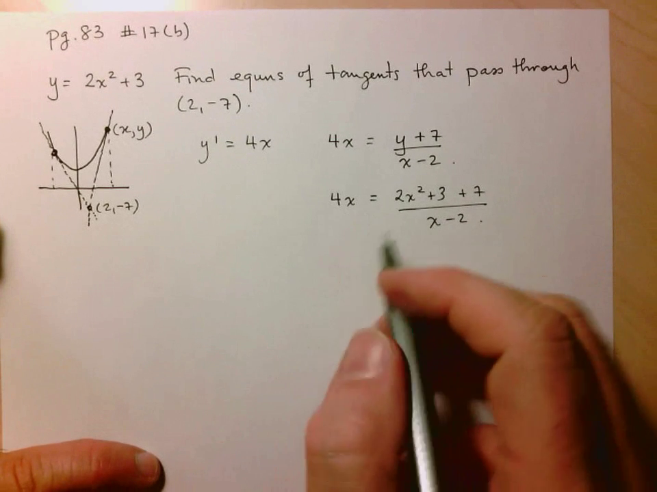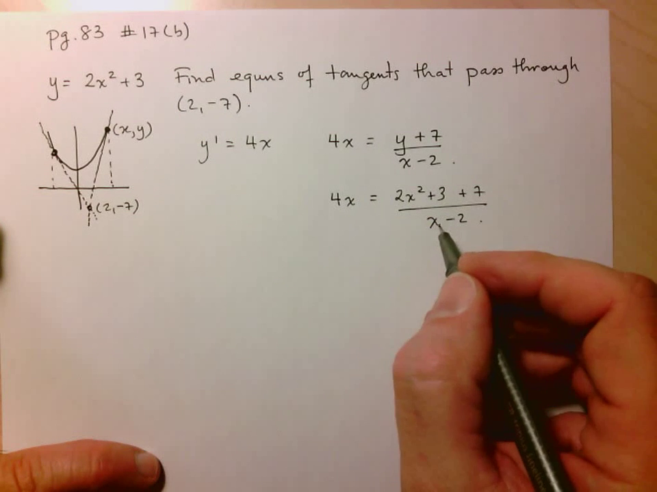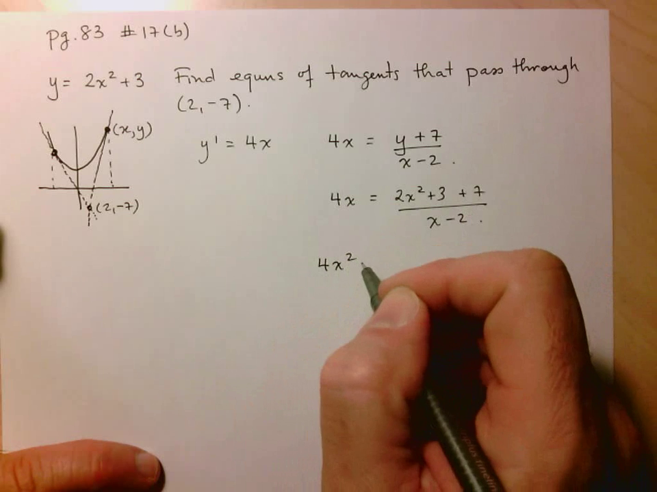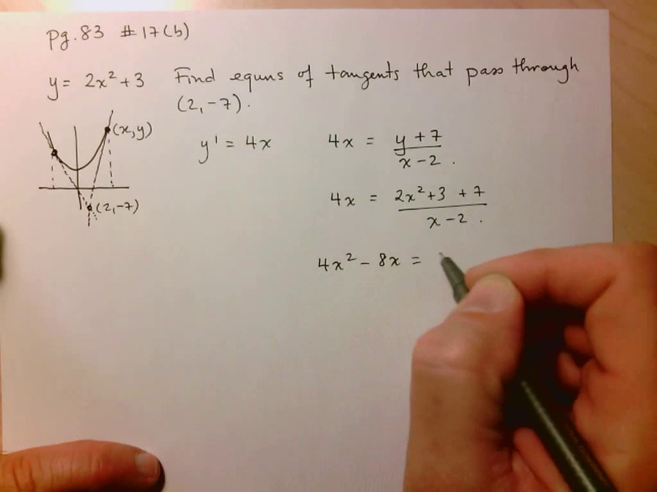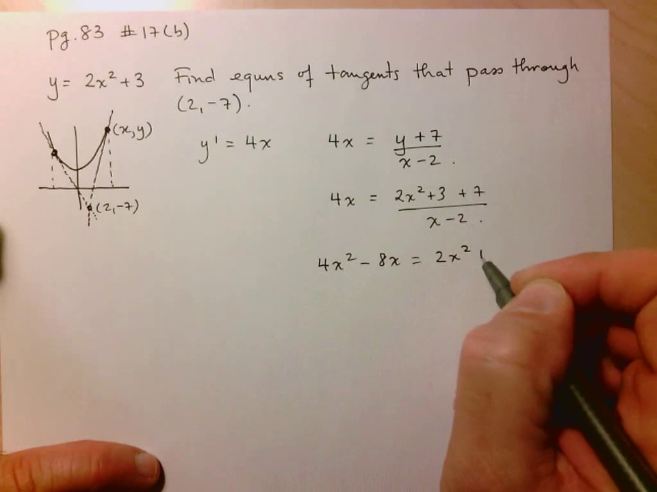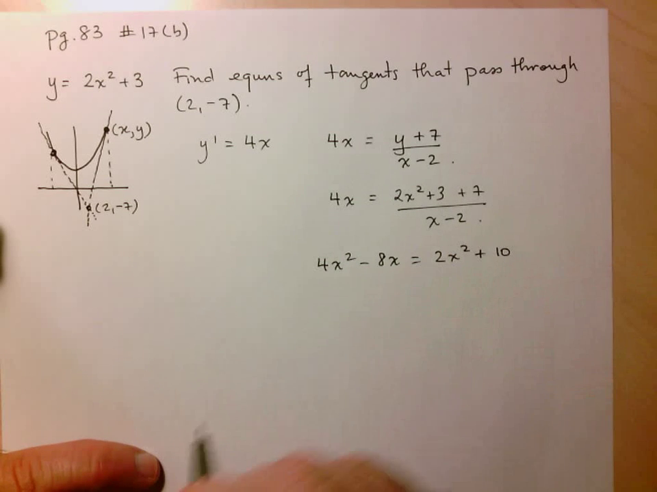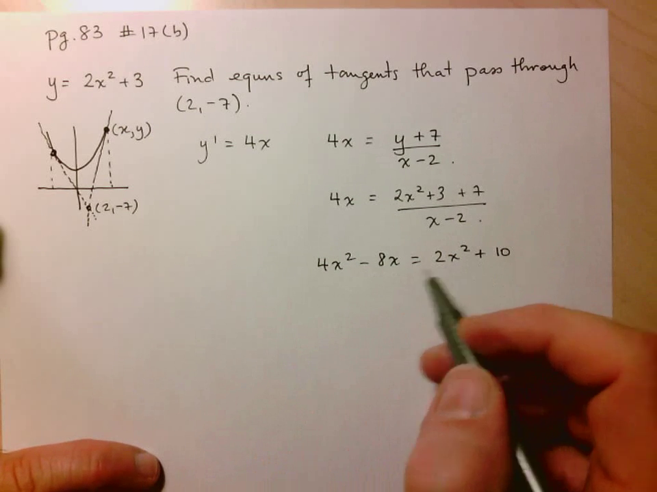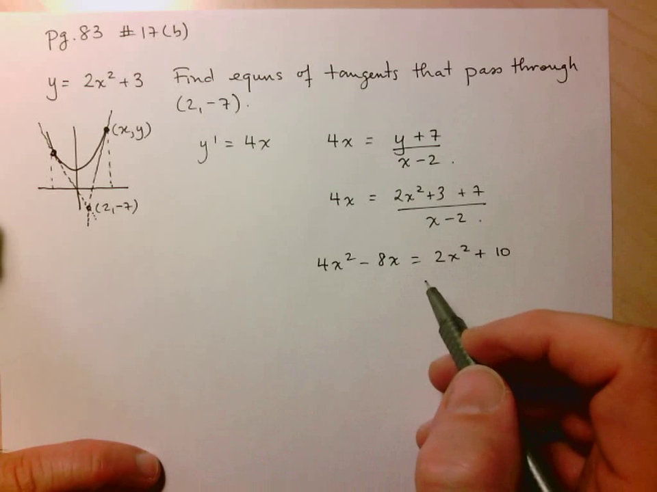Let's cross multiply. Here I've got 4x times (x minus 2), so that gives me 4x² minus 8x. And here, 2x² plus 3 plus 7, 10. And yes, I have an equation in terms of x, but I have a quadratic equation in terms of x.